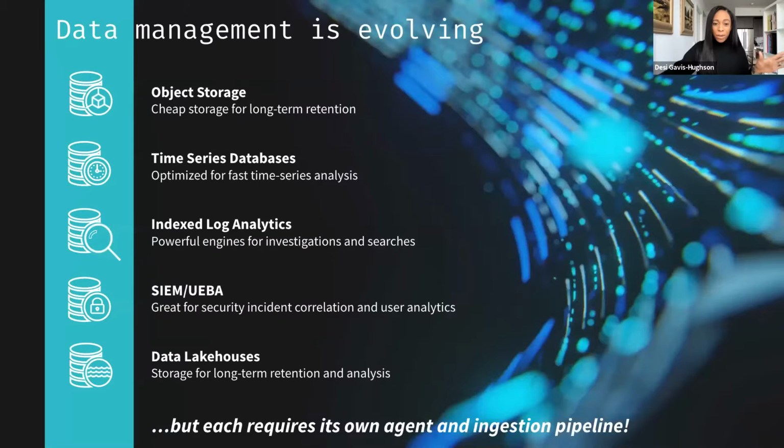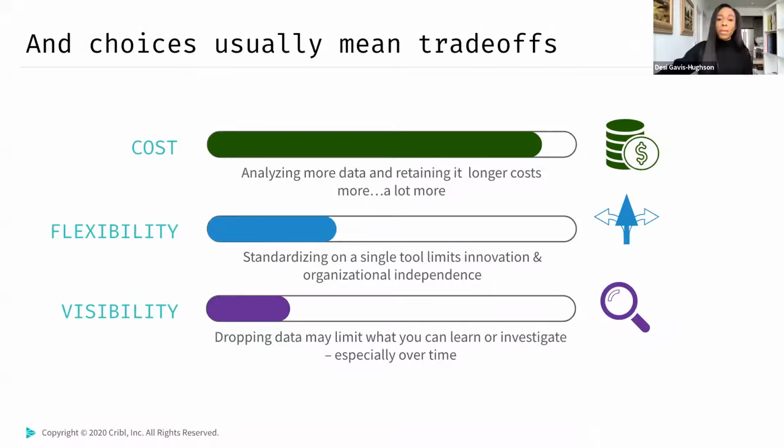So like I mentioned before, environments are getting super complex. You have your object storage, your time series databases, your data lake houses, all the stuff that you see here. And each of those are going to have their own agents and their own ingestion pipelines. Just gets tough to manage it all, right? And it forces enterprises to make hard choices about which data to send to where. And those choices usually mean trade-offs.